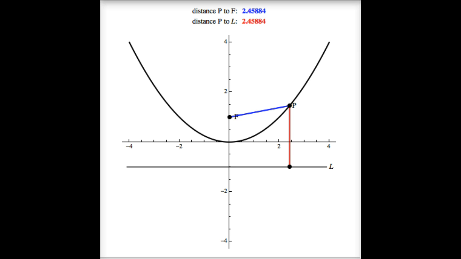And this is how we get a locus of points to define an ellipse, a hyperbola, or a parabola.